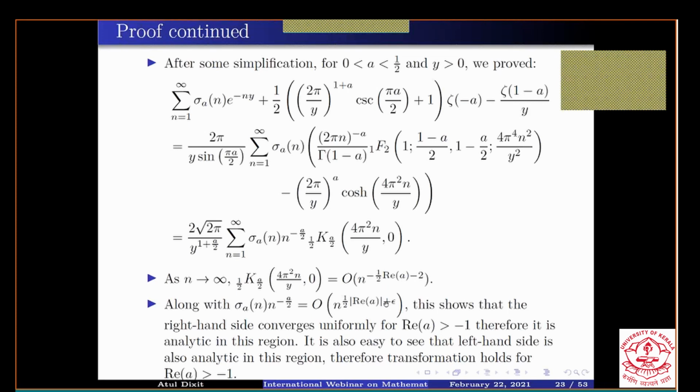All of that is analytic for real a greater than minus 1. This is analytic actually for every complex a, so in particular for real a greater than minus 1. So both sides are analytic for real a greater than minus 1, and 0 less than a less than half falls in there. So by the principle of analytic continuation, this result holds for real a greater than minus 1.